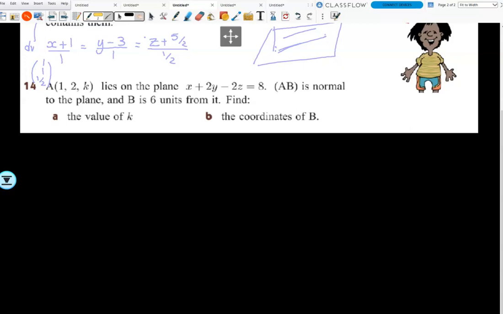So again, I would start by drawing a diagram. My planes always seem to sort of be flat like that. I should try and draw them the other way. Might have to get Miss Pat in here to help us with the 3D stuff. But anyway, A lies on the plane. So A is right on the plane. So how are you going to find K if it lies on here?